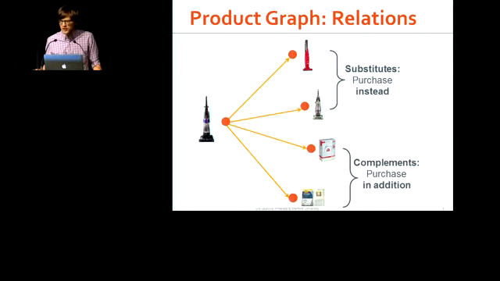And then you also have complements. These are products that you buy together in some sense, or that complement each other. So in terms of vacuum cleaners, it would be vacuum bags, extension cords, things like that, right? So these are products you purchase in addition.